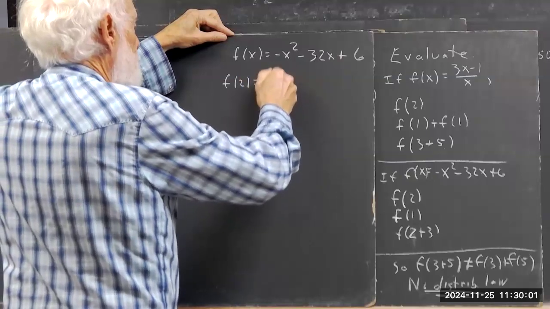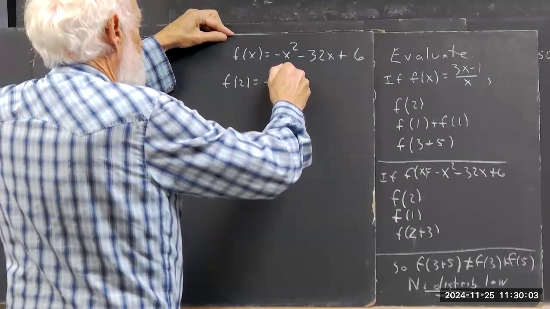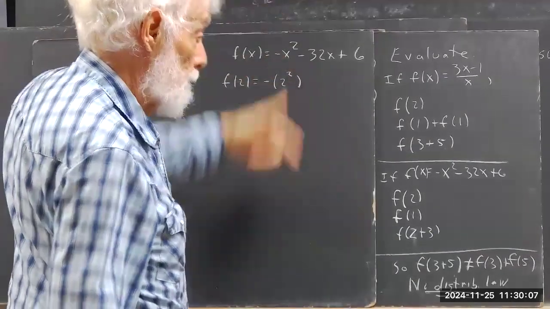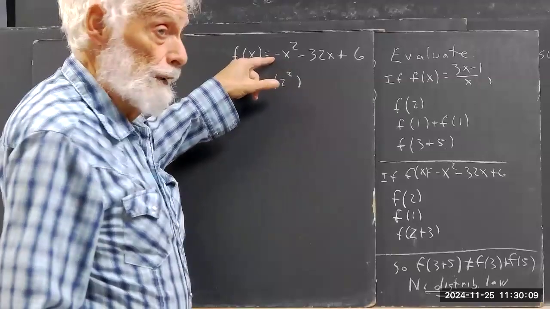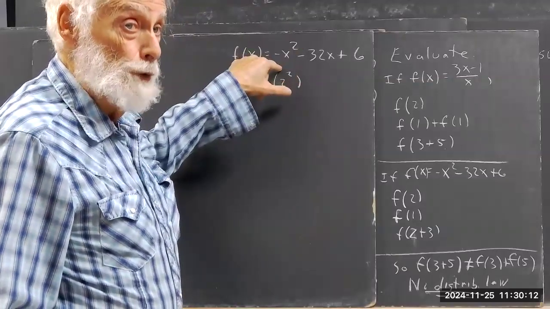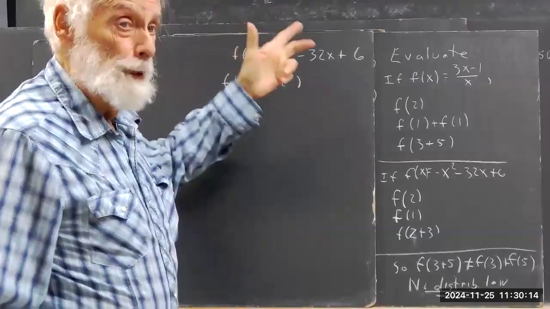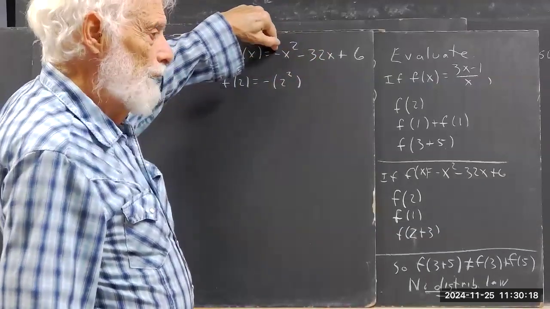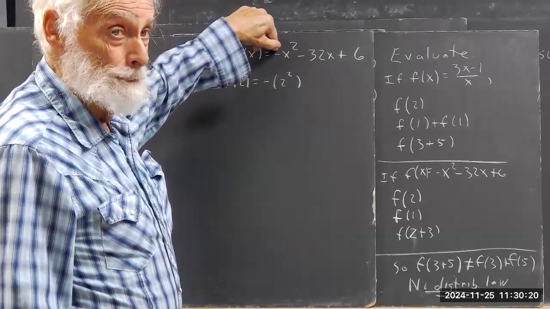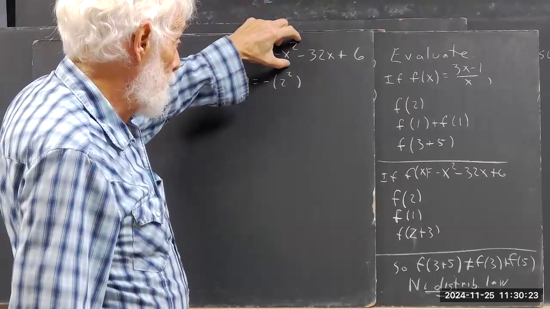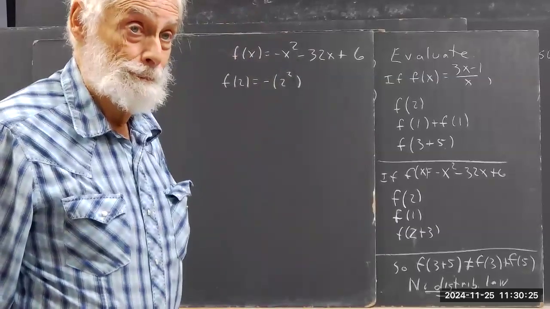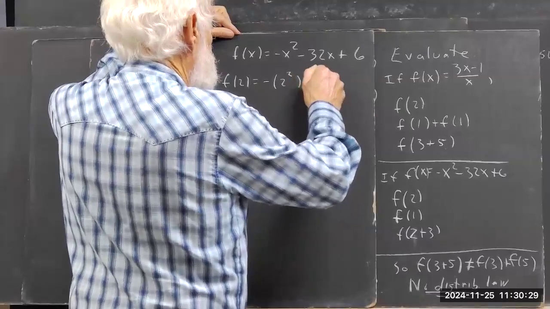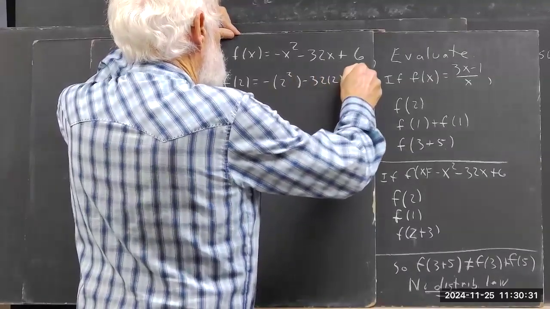Well, we write negative, and then we write 2 squared. We don't do negative 2 squared. It doesn't say square the negative. It says square the x and then do the negative, okay? That's by order of operations. This is exponentiation, and negative signs like multiplying by negative 1. So it's like you do the exponent, and then you multiply by negative 1, okay? So it's negative 2 squared minus 32 times 2 plus 6.